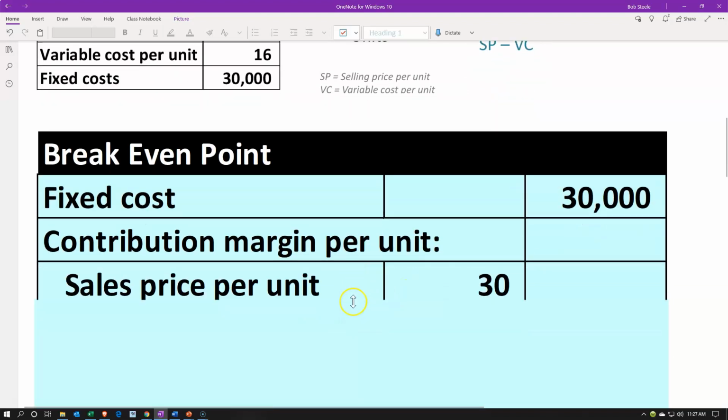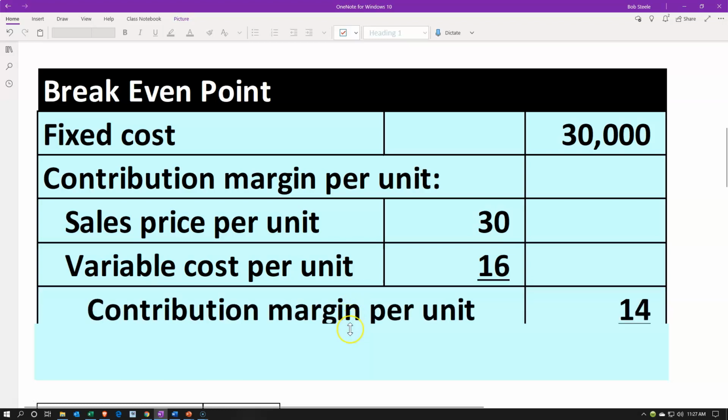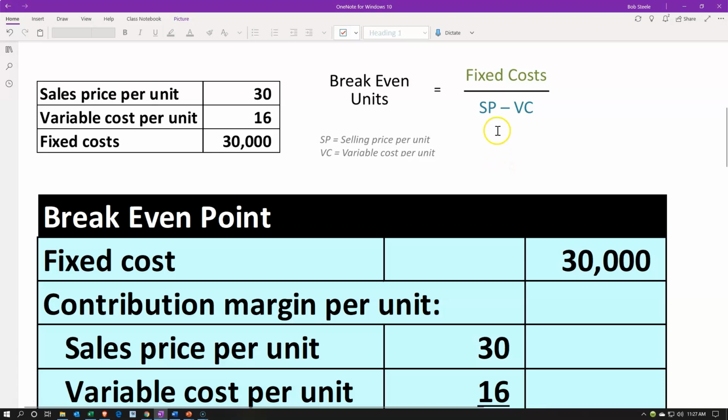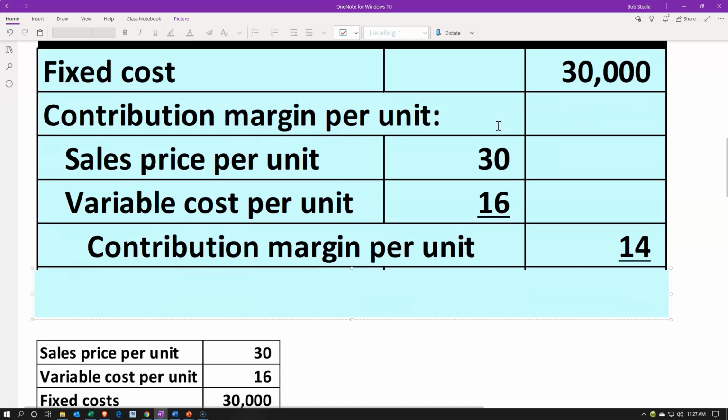So then we're going to take the sales price per unit, $30 in our example here, minus the variable cost per unit, the $16. That's going to give us our contribution margin, the $14. That's the denominator of our formula, the sales price per unit minus the variable cost, which is the contribution margin per unit. Now that we have the $30,000 fixed cost and the contribution margin per unit, we can do our division problem here.